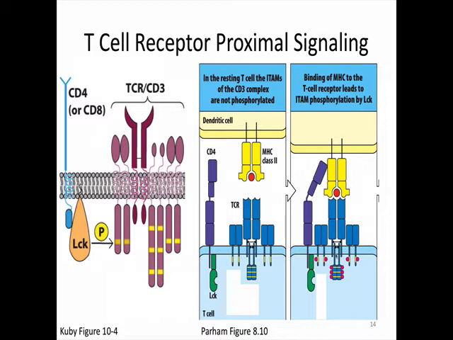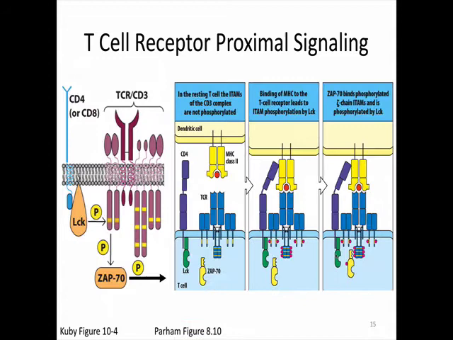Our next protein is going to bind in this area. And our next protein is a protein called ZAP70. So ZAP70 is now going to be able to bind to those phosphorylated ITAMs. And so here you can see ZAP70 has this little section that can bind to the phosphorylated ITAMs.